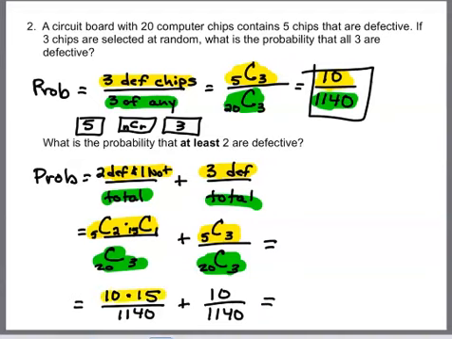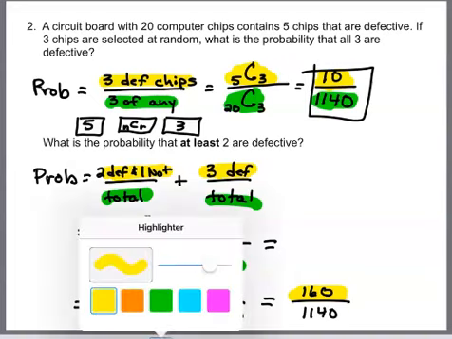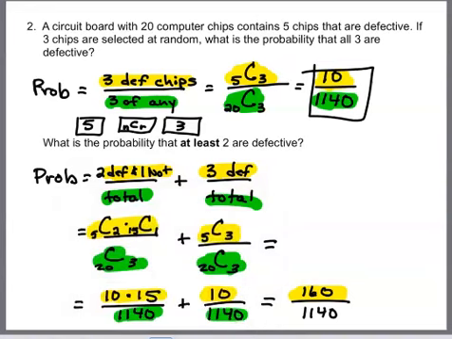So if we add 150 plus 10, we get 160 over the total. So remember, when we add fractions, of course, we only add the top. We do not add the denominators. And the denominators have to be the same in order to add them. So the probability that if you pick 3 chips, it's going to have at least 2 defective, that's 2 defective or 3 defective, is 160 out of 1140. Now again, I could reduce that fraction.